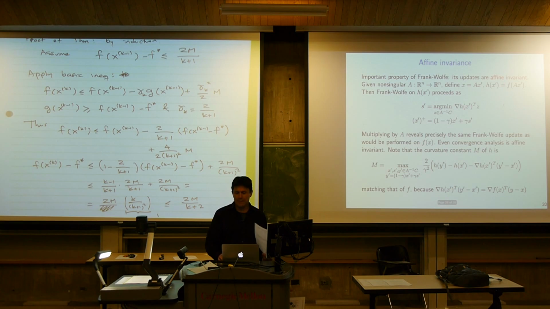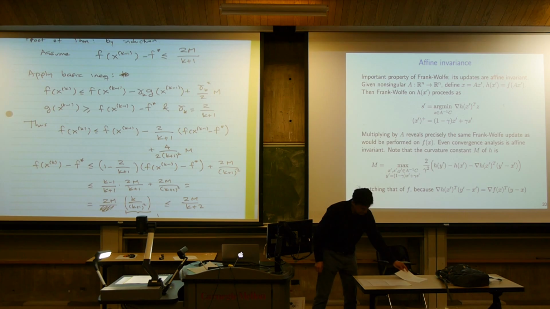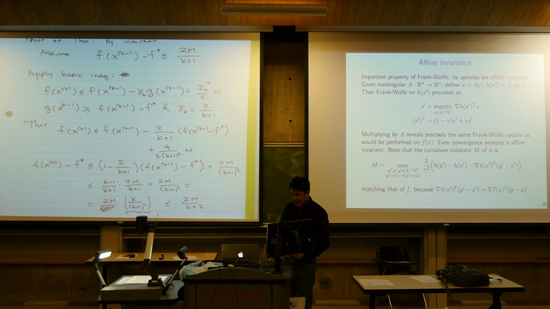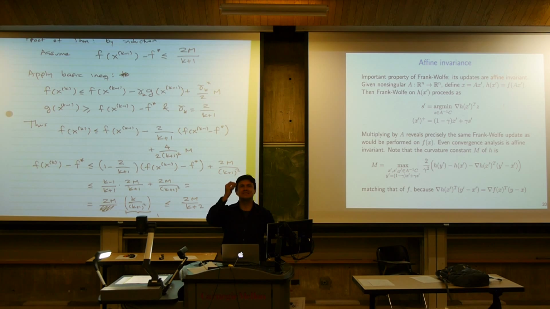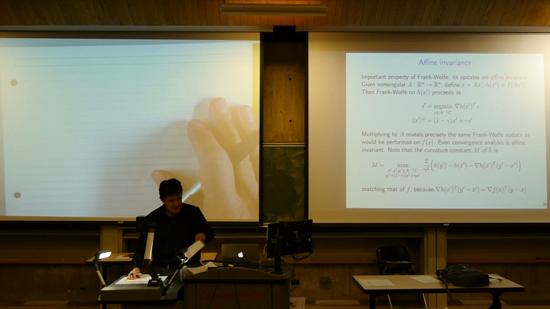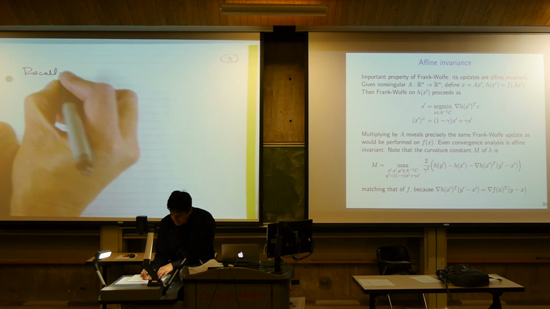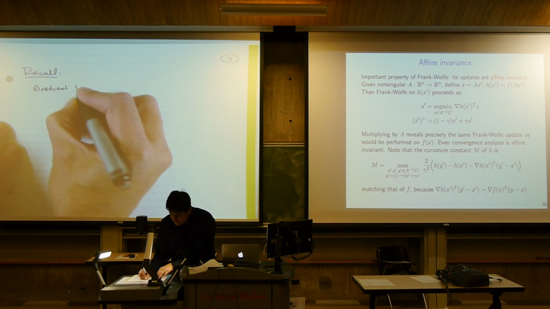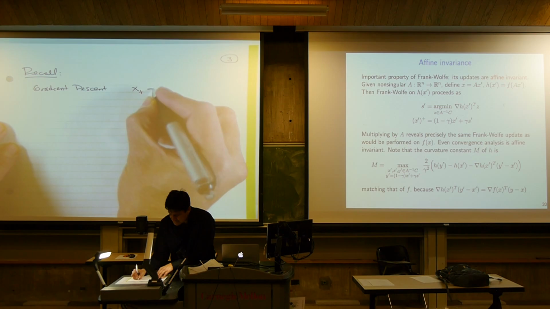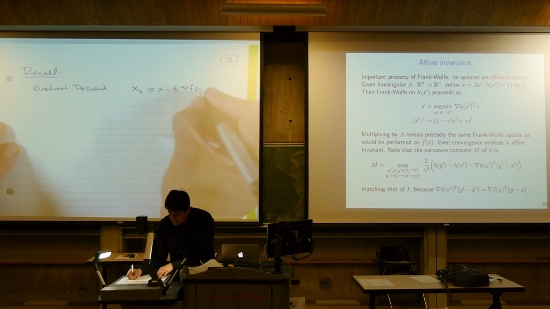So the key property about conditional gradient that I wanted to highlight, and I cannot highlight this enough, is affine invariance. This is a very, very special property of conditional gradient, and it's somewhat remarkable because let me recall something that we have discussed in class, and you have actually worked on in the homework, so this should be familiar. So recall gradient descent. Gradient descent is based on this: x plus is x minus t gradient f of x. Newton's method.